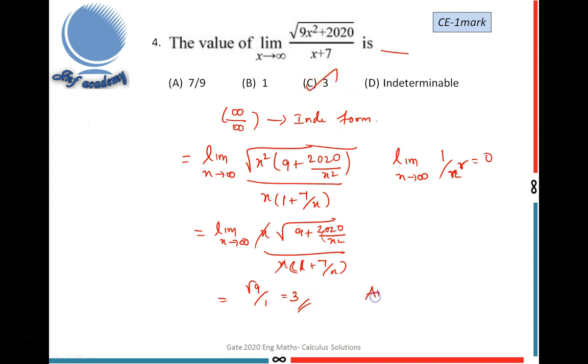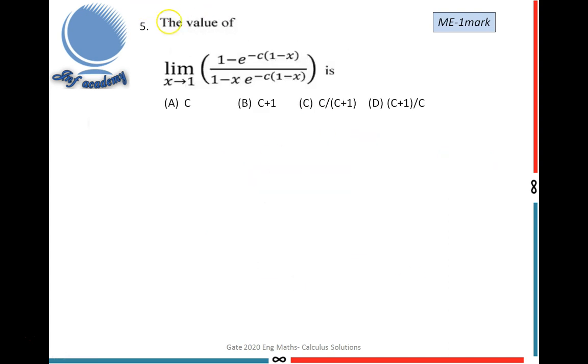Answer is option C. Now the fifth problem. The value of limit x tends to 1, some function is given. We have to find the value of the limit as x tends to 1. This question is from the mechanical department. It has 1 mark. First I substitute the limit x equal to 1.